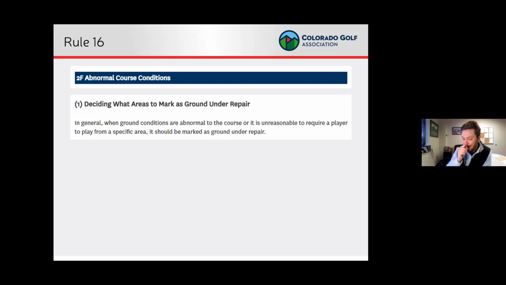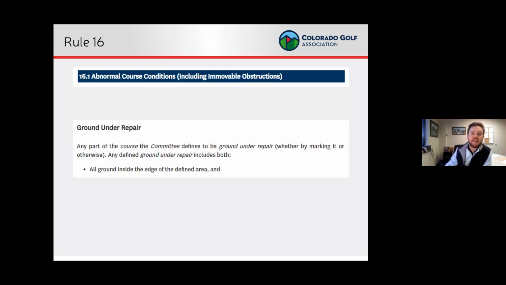And as a player, you don't really have to worry about what is or is not marked as GUR. If it's not marked as GUR or doesn't fit into the definition like we're about to see, then it's not GUR and you really don't have to worry about it. But this is more of a committee guidance right here. But again, getting back to the definition, it's hard to define using the same word to define the word already. GUR is GUR. Well, yes.